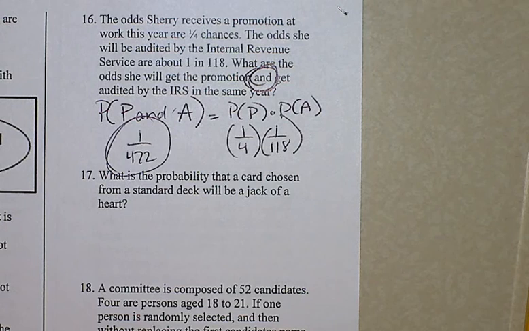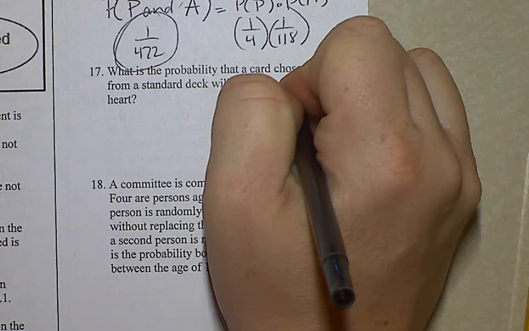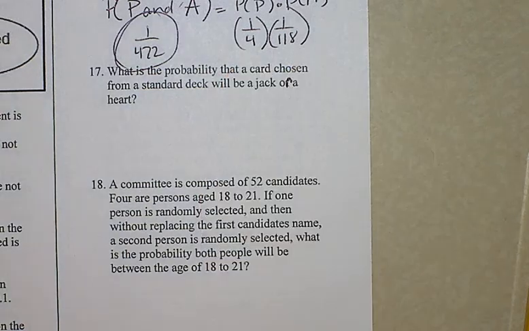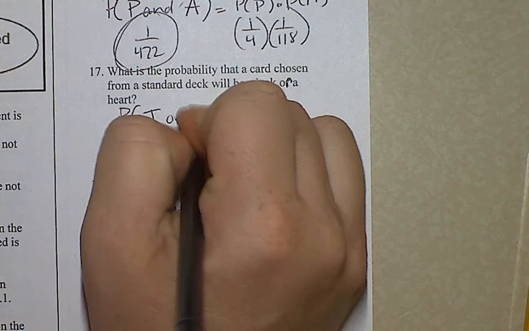Okay, here we go. Go on to number 17. Please change this word to or: jack or a heart. Have one person please read it. What is the probability that a card chosen from a standard deck will be a jack or a heart? Okay, here we go. Probability of jack or heart.